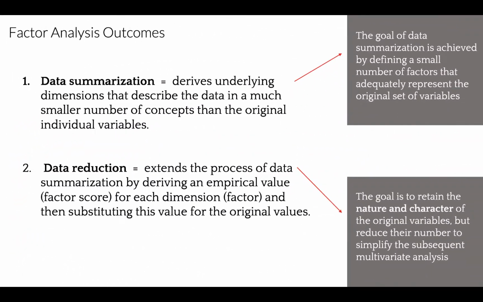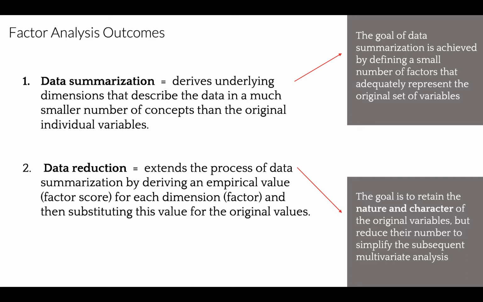Factor analysis provides us with 2 distinct but interrelated outcomes: data summarization and data reduction. Data summarization derives underlying dimensions that, when interpreted and understood, describe data in a much smaller number of concepts than the original individual variables. Data reduction extends the process of data summarization by deriving an empirical value, in this case a factor score, for each dimension, and then substituting this value for the original values.